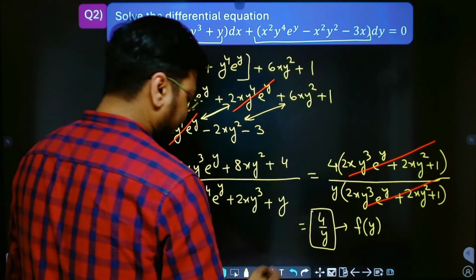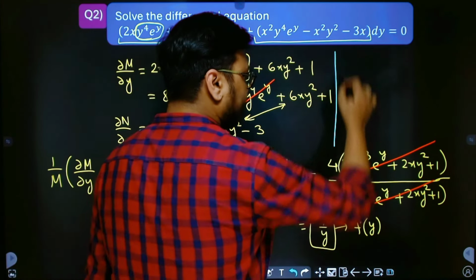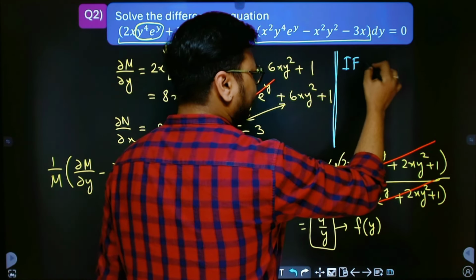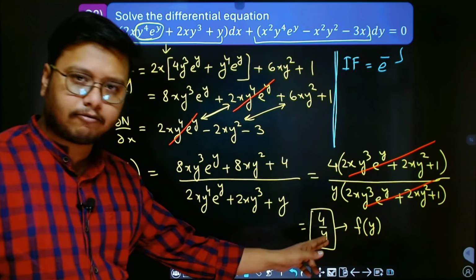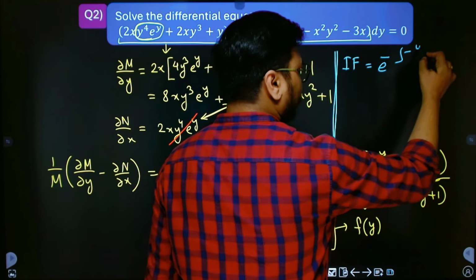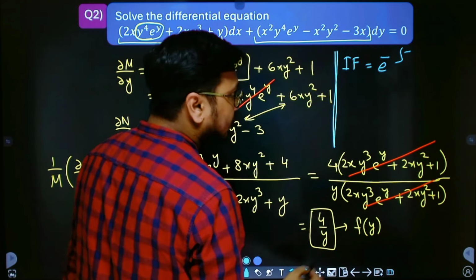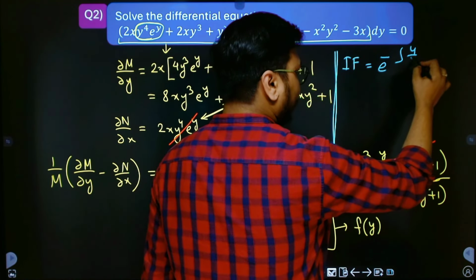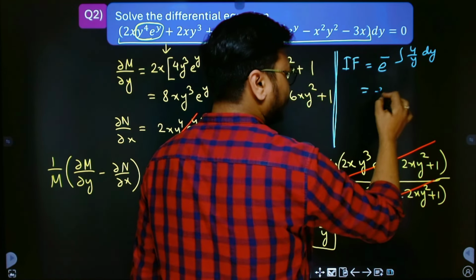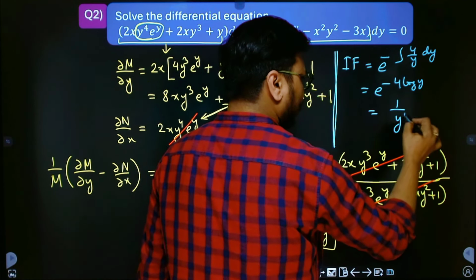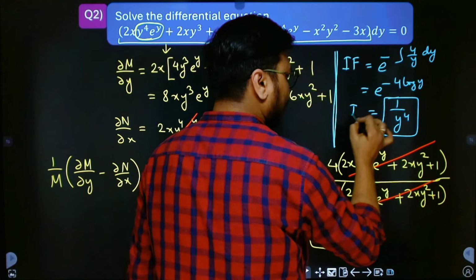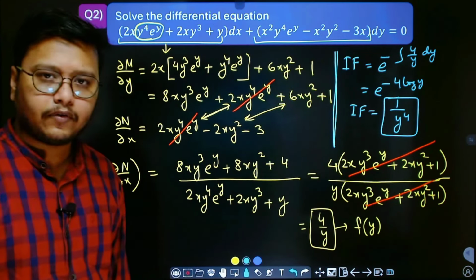So now I can say that my integrating factor, I'll do the calculation here. My integrating factor would be e to the power minus integration of whatever function of y I have got, which is 4 upon y dy. So that would be e to the power minus 4 log y, and that would give me 1 by y to the power 4 as my integrating factor.